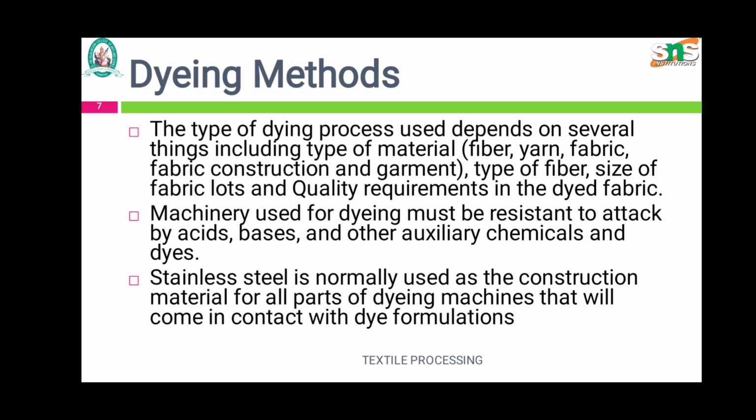Next, dyeing methods. The type of dyeing process used depends upon several things including types of material, fibers, yarns, fabrics, fabric constructions and garments, the type of the fiber, size of the fabric lots and the quality requirement in a dyed fabric. Machinery used for the dyeing must be resistant to attack by acids, bases and other auxiliary chemicals and dyes. Stainless steel is normally used as a construction material for all parts of dyeing machines that will come in contact with the dyeing formulations.